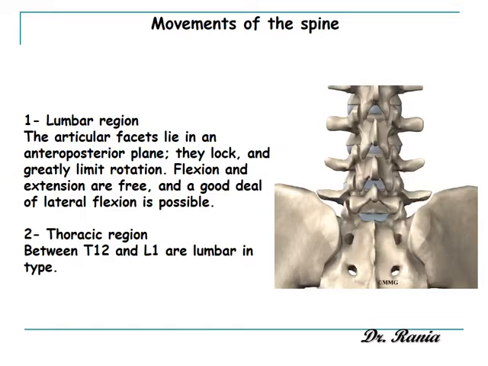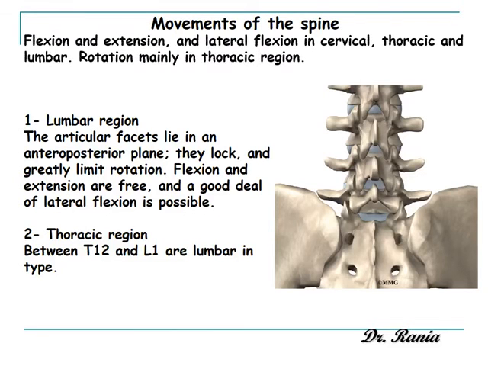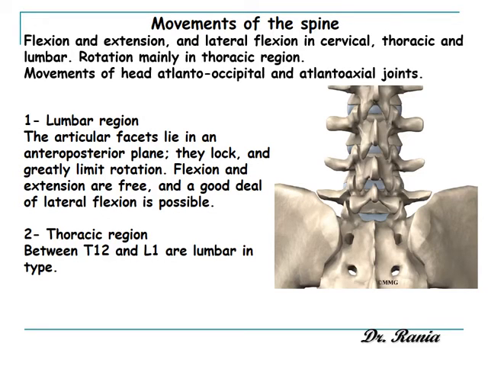So, regarding movement of the spine, flexion, extension and lateral flexion occur in the cervical, thoracic and lumbar regions, and pure rotation occurs in the thoracic region. Also, there is movement at the atlanto-occipital joint and atlantoaxial joint. Regarding the lumbar region, because of the shape of the articular facets, they lie in the anteroposterior plane. They lock the rotation, so flexion and extension are free, and there is a good deal of lateral flexion.